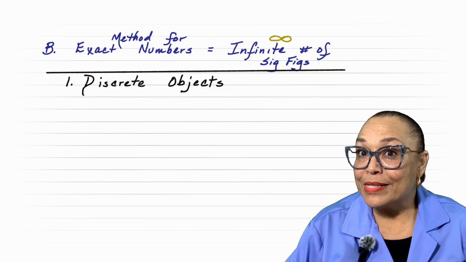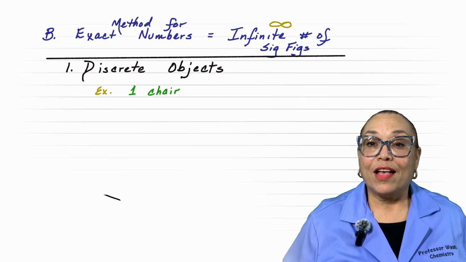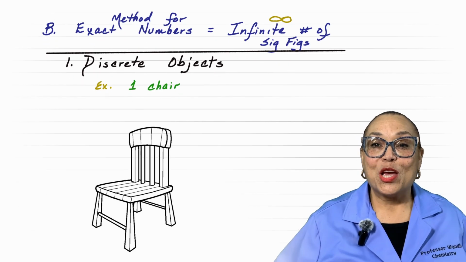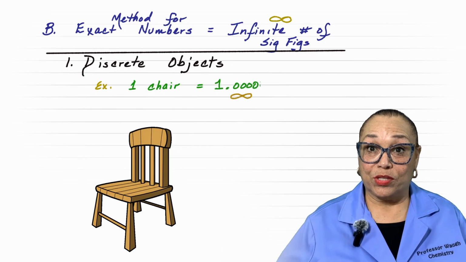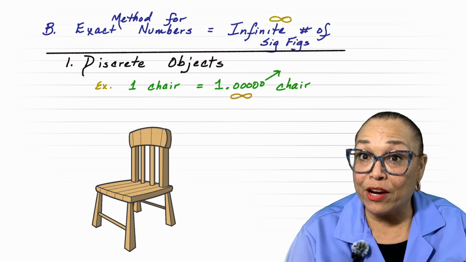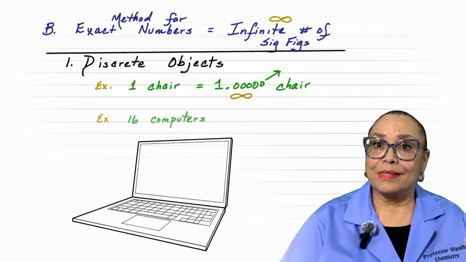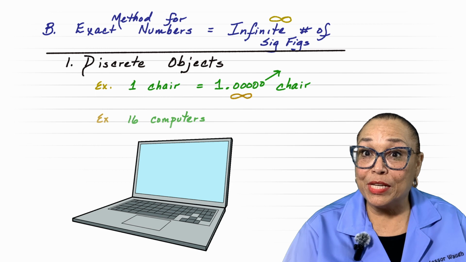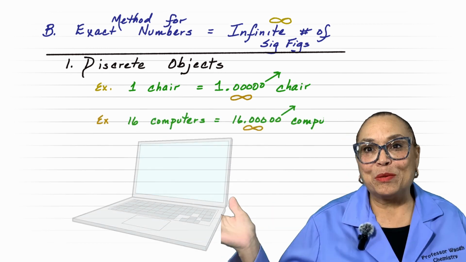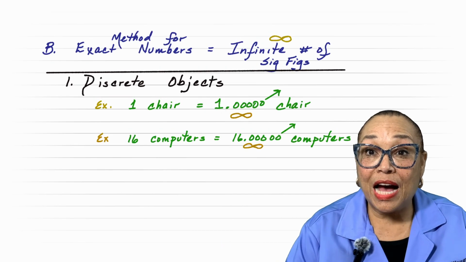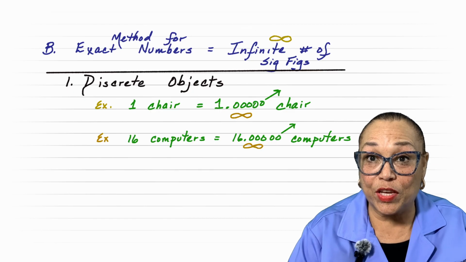3.0000. Another example would be 1 chair. I'm sitting in a chair. A chair is a discrete object. So that means I have 1.0000 to infinity and beyond chair. If I have 16 computers, that means a computer is a discrete object. Therefore, I have 16.0000 computers. So discrete objects have an infinite number of significant figures.